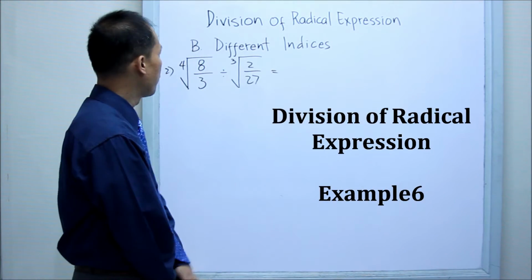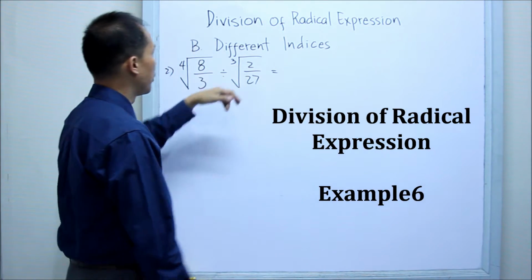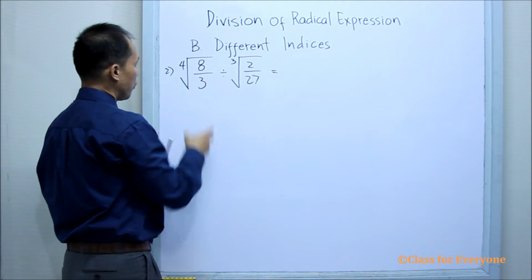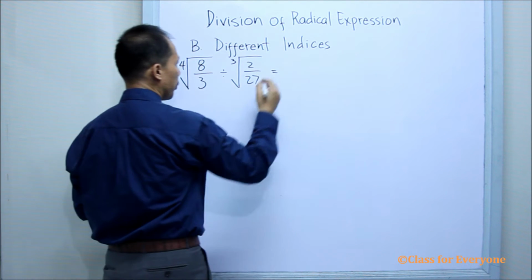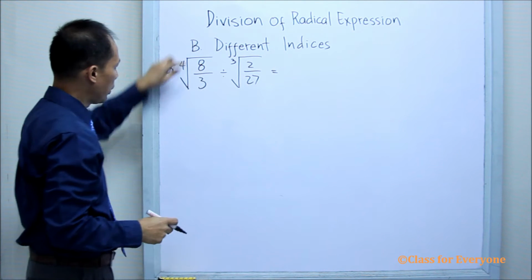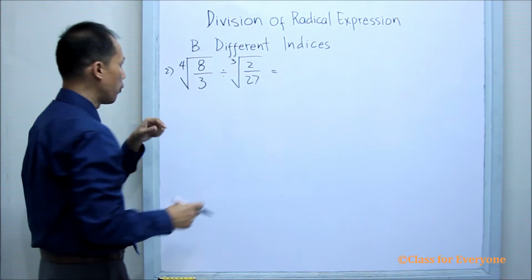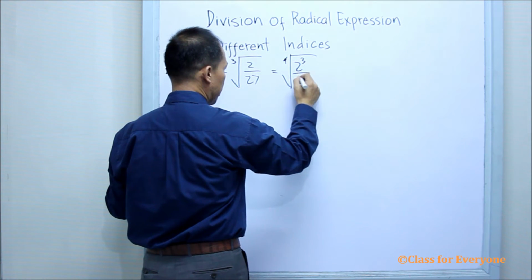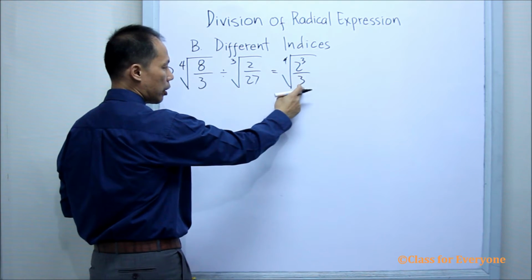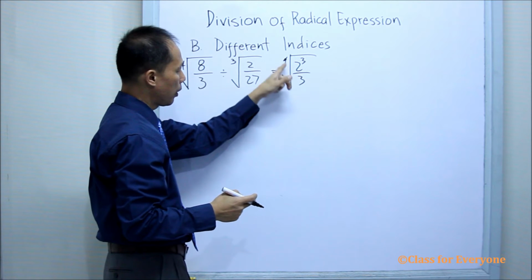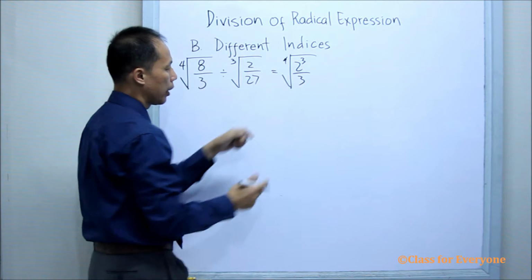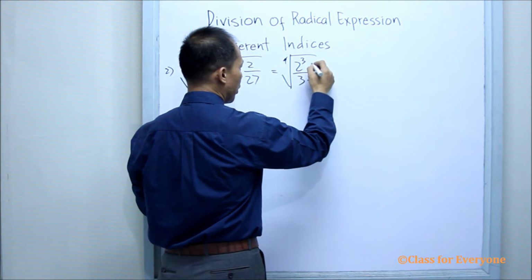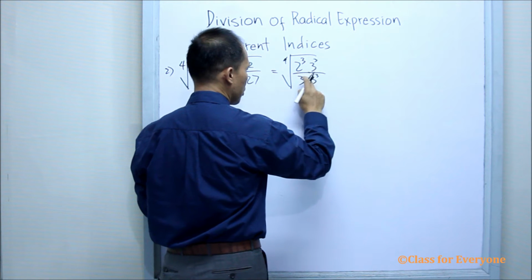Now, we have another example in division of radical expression wherein we have different indices and different radicals. So the first radical is the fourth root of 8 over 3. And we can rewrite this 8 into an exponential form as the fourth root of 2 cubed over 3. Notice that the denominator is still to be rationalized. To make this a perfect fourth root, we need to multiply 3 by 3 cubed. And then we must also multiply the numerator by 3 cubed also.